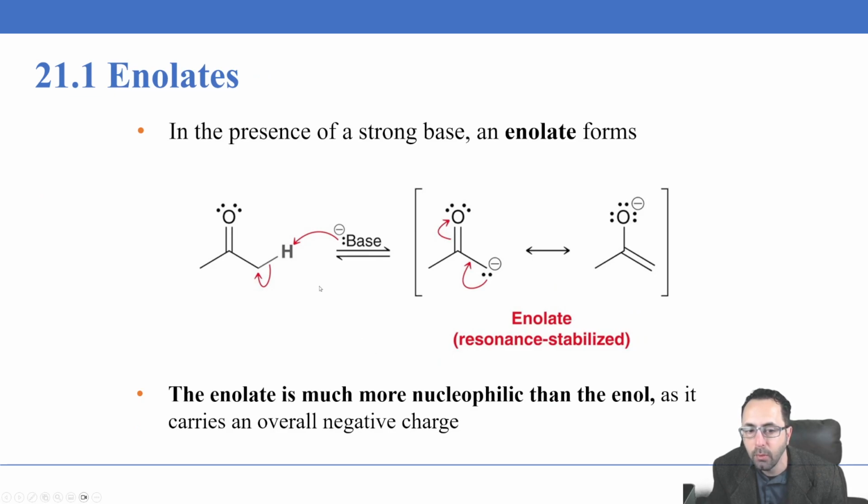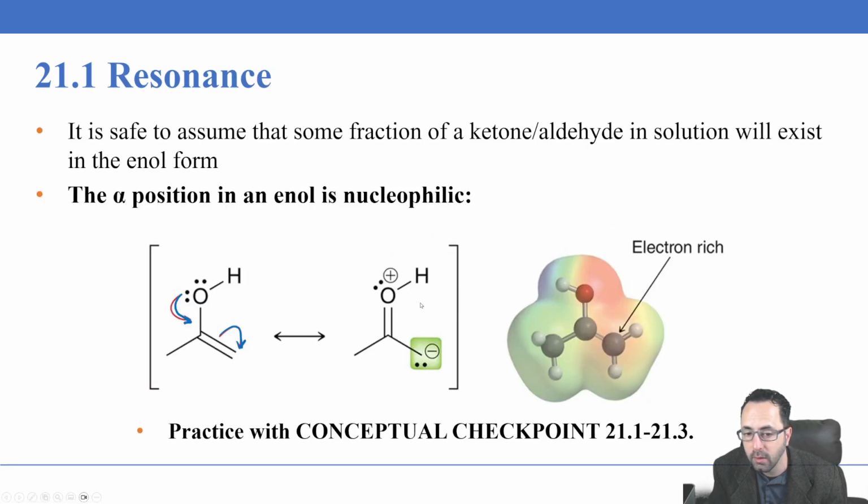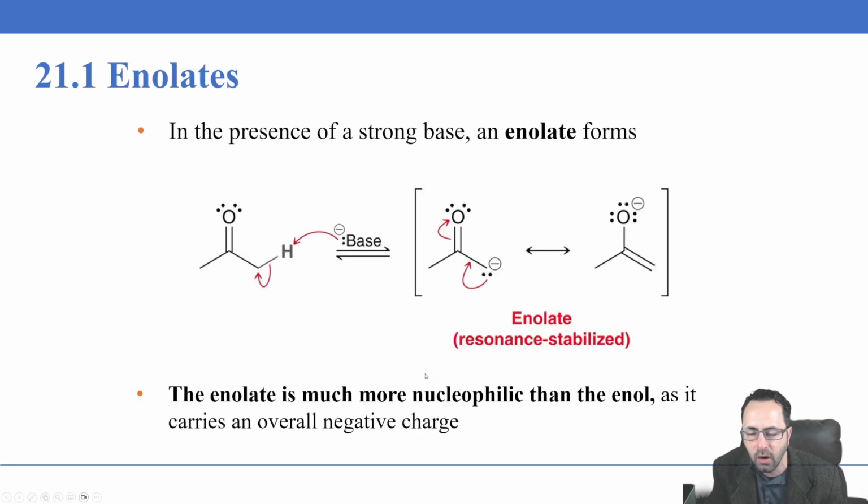So if we have a stronger base, we can form an enolate ion. So here, notice the difference between the enolate ion and what we have here. So this is an enol. We have another structure here, the resonance structure, that we can show that has the positive formal charge on the oxygen and the negative formal charge on the carbon.